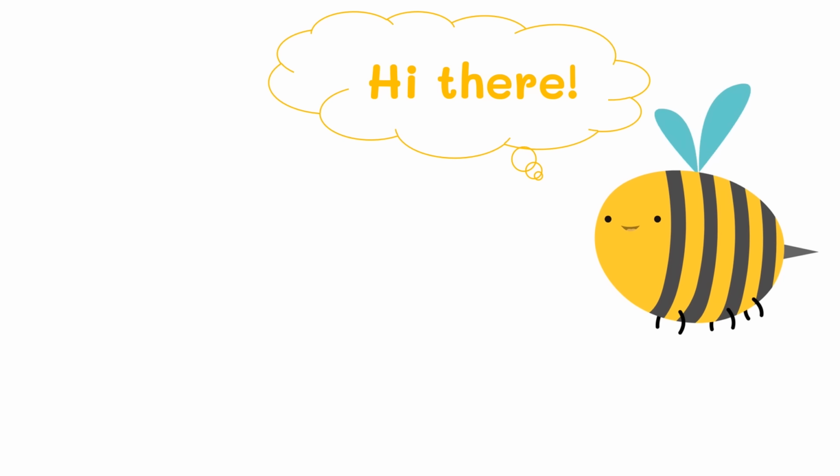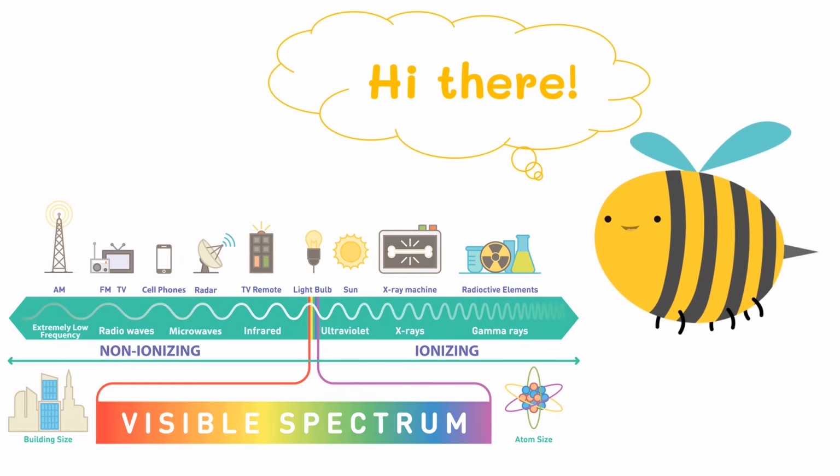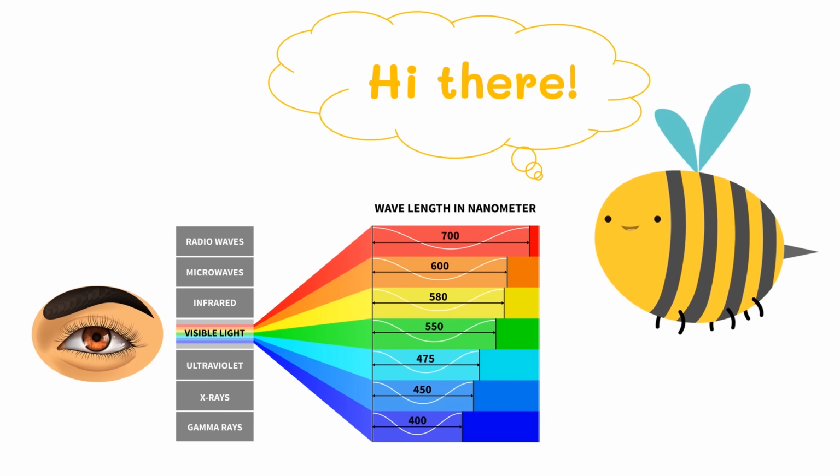In the previous lessons, we learned about the different regions of the electromagnetic spectrum. If you can recall, one of those regions is visible light. If you still haven't watched the previous lessons, you can pause this video and watch that one first to better understand our lesson today.